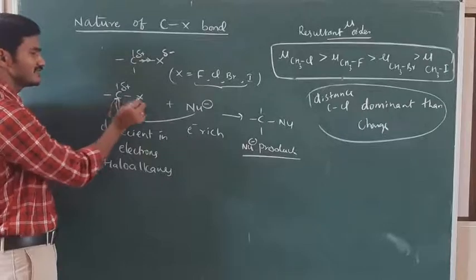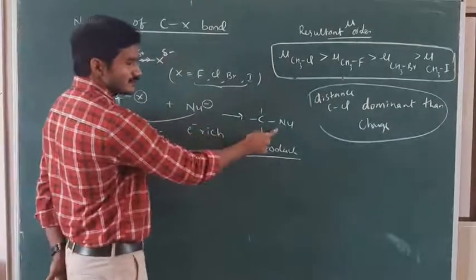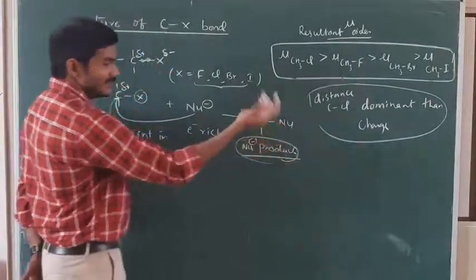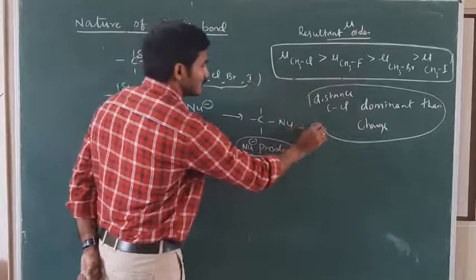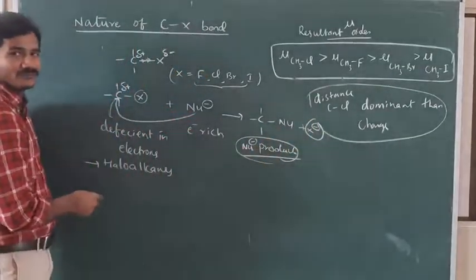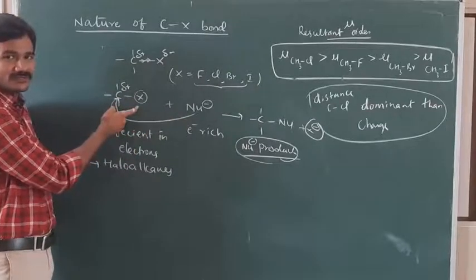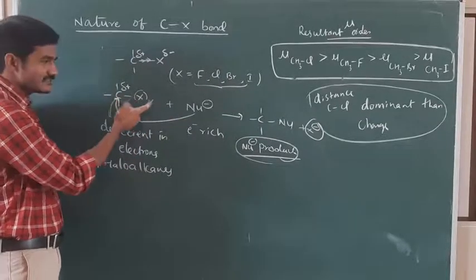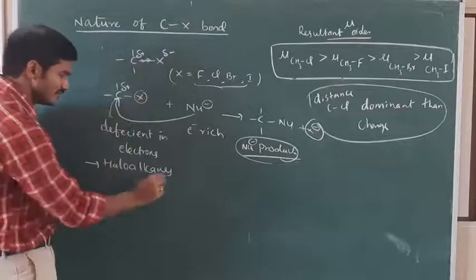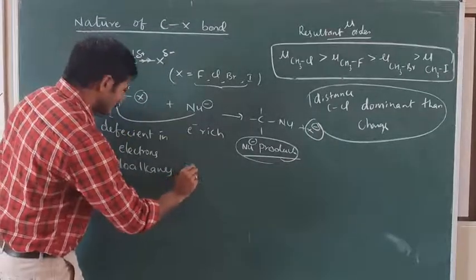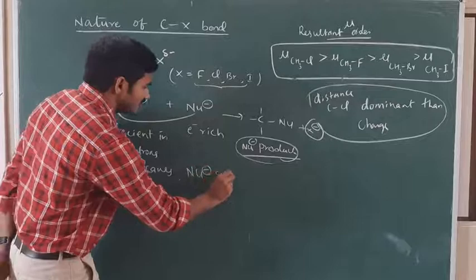Here we have 4 bonds. Halogen is not there in the substituted product. Halogen is eliminated as a leaving group. Instead of X, the nucleophile is going to substitute. Instead of X, they are substituting a nucleophile. So that's why these are said to be nucleophilic substitution reactions.